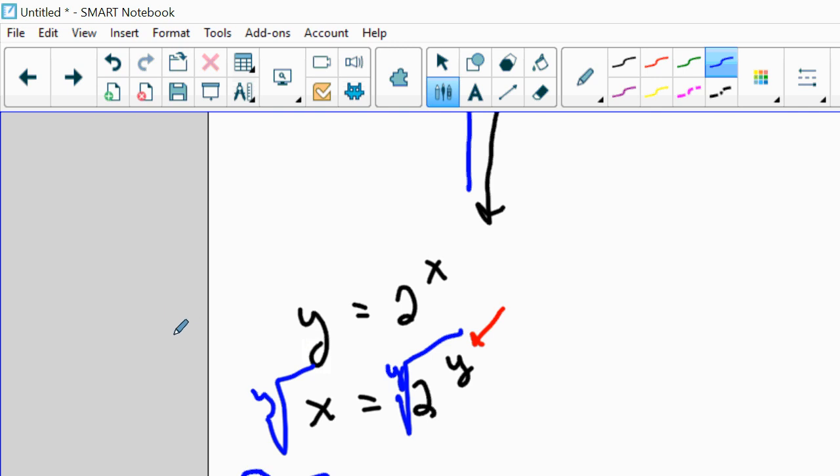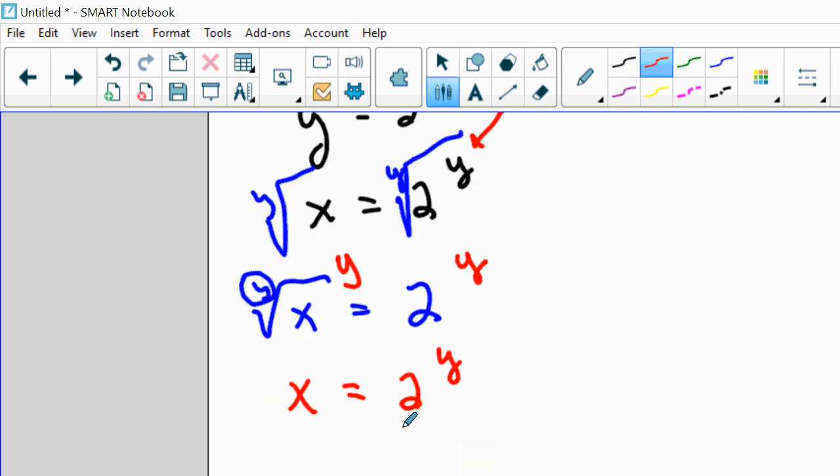But, man, I need to get that y by itself. So you know what I'm going to do to both sides? I'm going to take it to the y. And I get x is 2 to the y. Now, you know what I'm going to do now? I'm going to take the yth root of both sides.